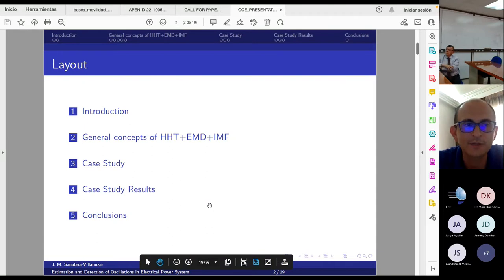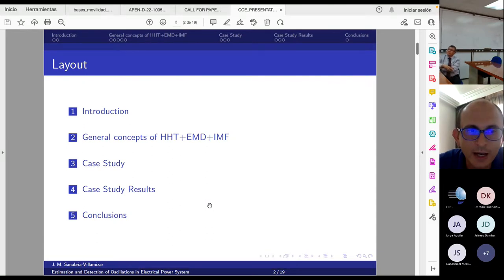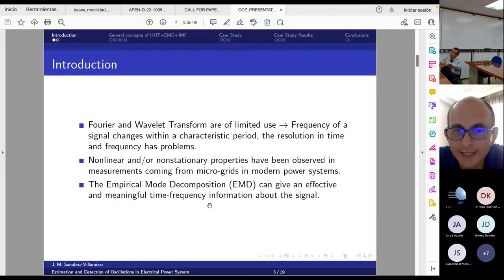Basically, this is the layout of the presentation. I will start with a brief introduction about the goals of our research, and I will advance with some results and conclusions. The basic idea of our paper and our strategy is to show the difference between Fourier and wavelet transforms and the HHT, or Hilbert-Huang transform, which is composed basically of the empirical mode decomposition. Our idea is to show the advantages and disadvantages of the different methods.